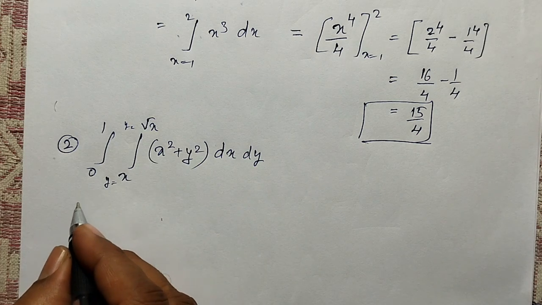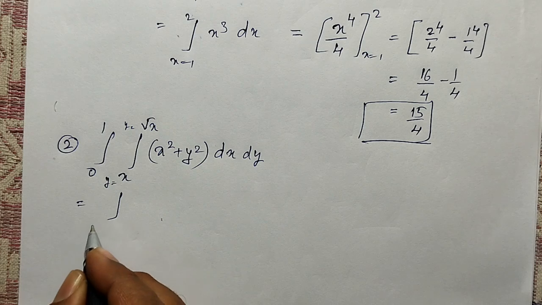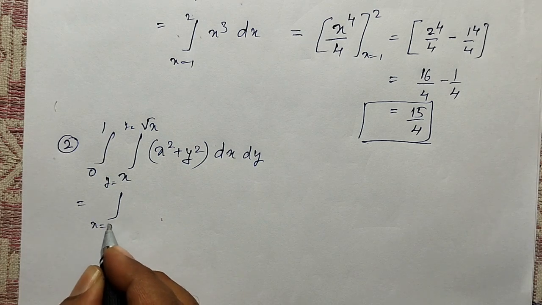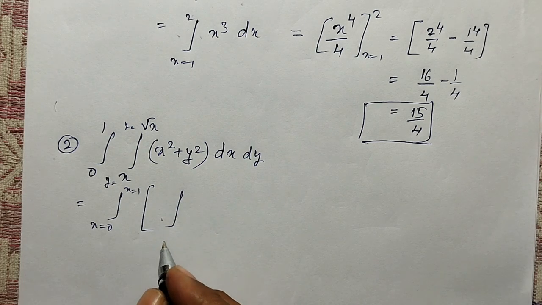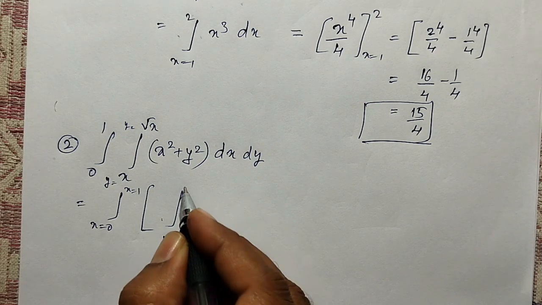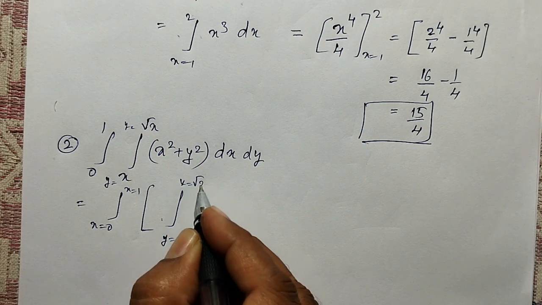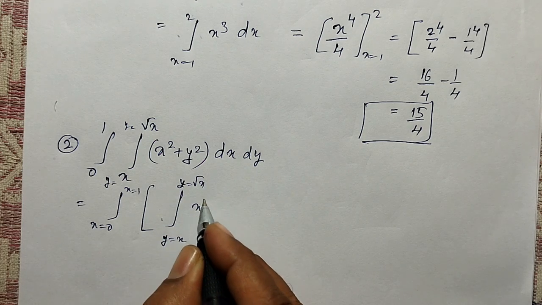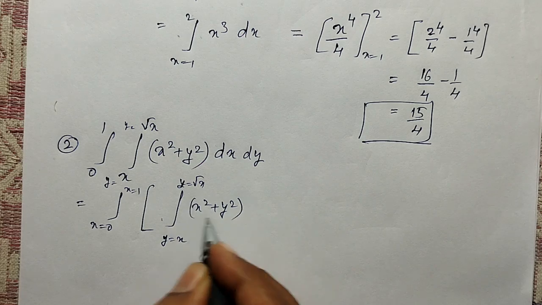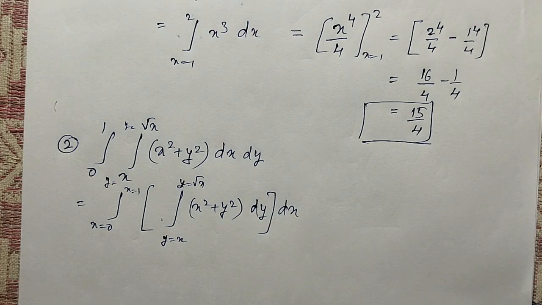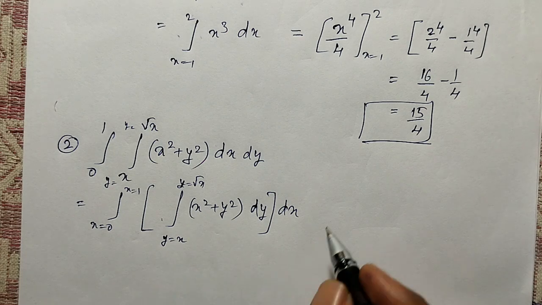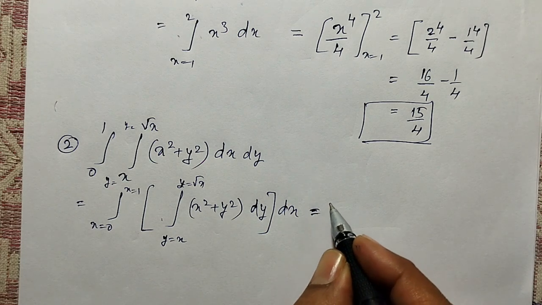Therefore, inside I will rewrite this one as integration from x equal to 0 to x equal to 1, and I will put the bracket integration from y equal to x to y equal to root x of x square plus y square dy, then dx. I will keep dx outside because it is a function of x. Therefore, you are integrating with respect to x. Now, integration of this, how to do?